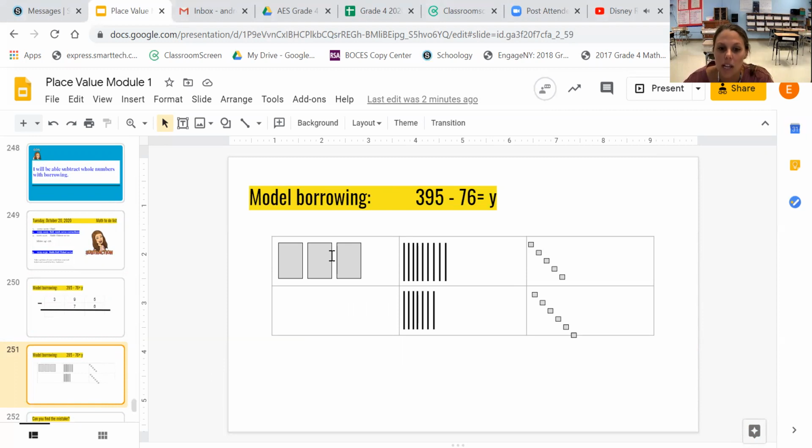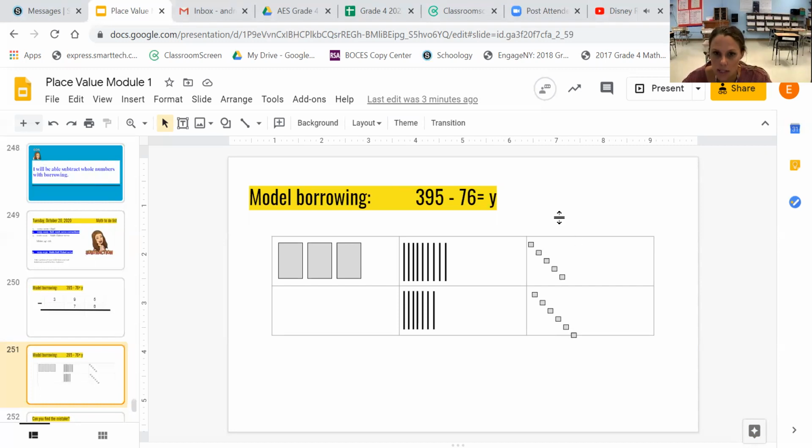It means I have 3 in the hundreds place, so 300. I have 9 in the tens place and 5 in the ones place. That's my minuend, and that's just a buildup of that number. Now let's look at the subtrahend. The subtrahend, I have 7 tens and I have 6 ones. So now I can go ahead and subtract.